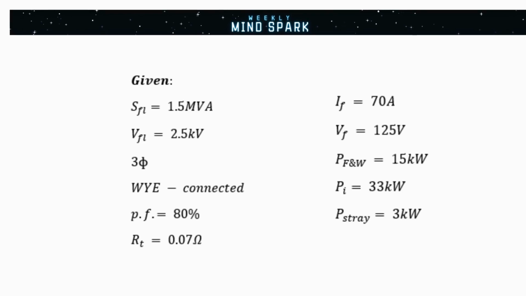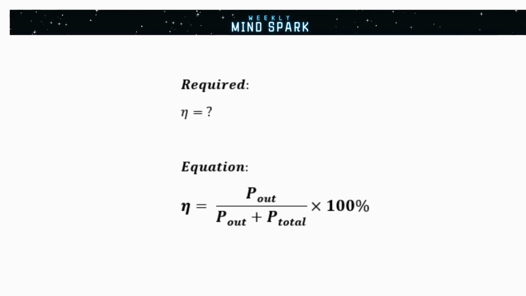Lastly, we need to account for three types of losses: the friction and windage loss, which is 15 kilowatts, iron losses of 33 kilowatts, and stray load losses of 3 kilowatts. So this part shows that the required quantity to be calculated is N, which represents the efficiency of the alternator.